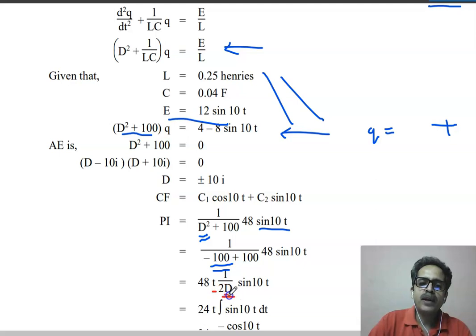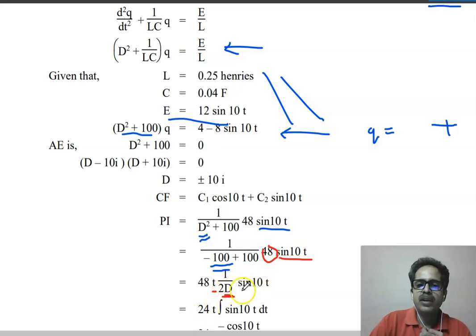How to write this new operator? 1 by 2D. Replace this denominator by its derivative. You can see that the derivative of D square plus 100 is 2D. And this new operator acts on the same function as present in the previous step. We have taken the 48 outside, so which function is left? The sin 10t function is left. 1 by 2 is a constant, you can take it out. So 48 by 2 became 24.